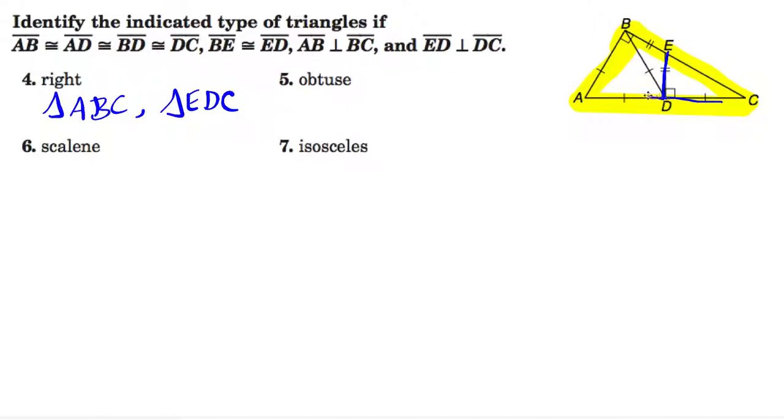If we look going back this way, technically this is a right angle, but that's not a triangle, so there's nothing we can do with that. So we're done there. Obtuse. Obtuse is going to be a triangle with an angle that's larger than 90 degrees. And actually here we can show that this is going to be an obtuse angle.